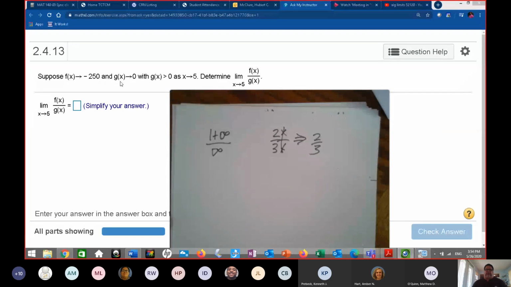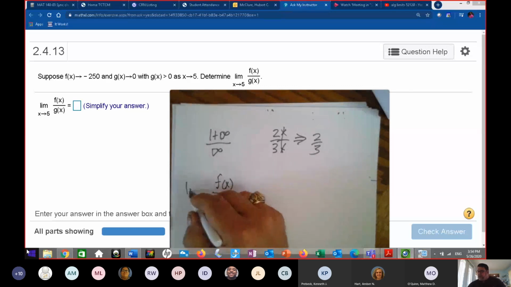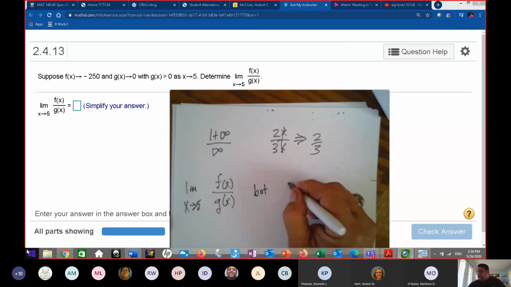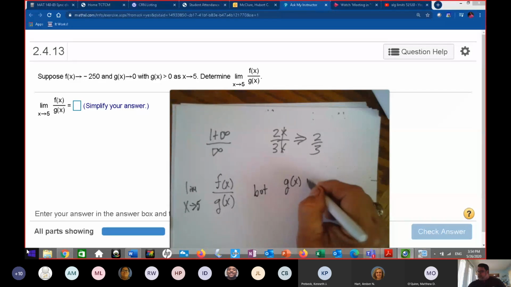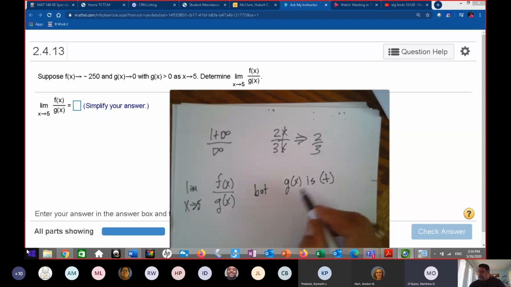Basically, what they're saying is, if you have f of x over g of x, what is the limit as x approaches 5? But you have to remember that g of x is positive and it's approaching 0.